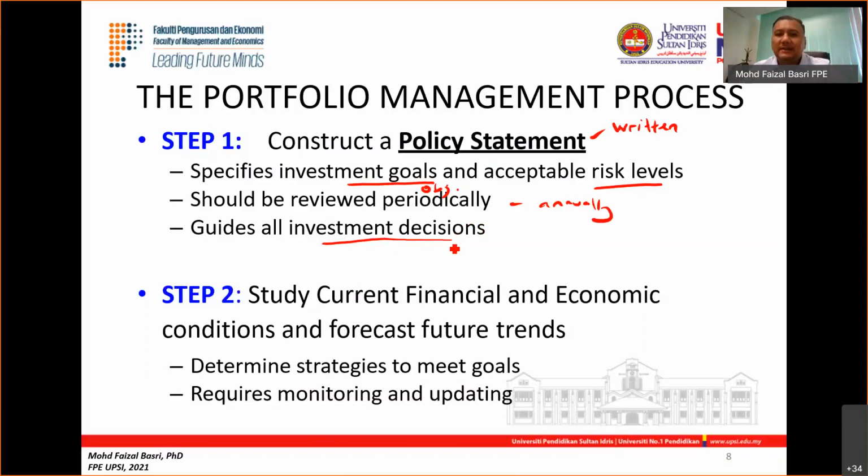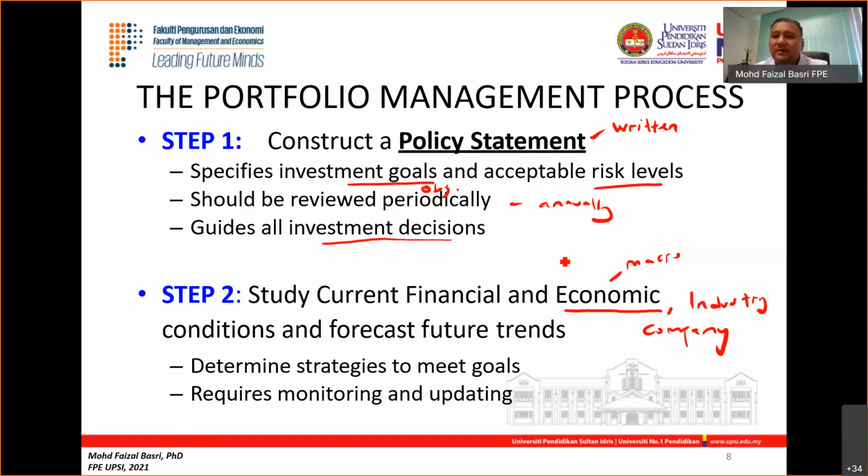Okay, so for step number two, like I said earlier, this is the analysis part. When we talk about analysis, it's not actually about the economy alone. It's not the economy in the country alone. You need to study the industry as well, and also the specific company's performance. Economic, which is from the macroeconomic level, from the government's point of view. Industry, the next level. And lastly, the company's situation.